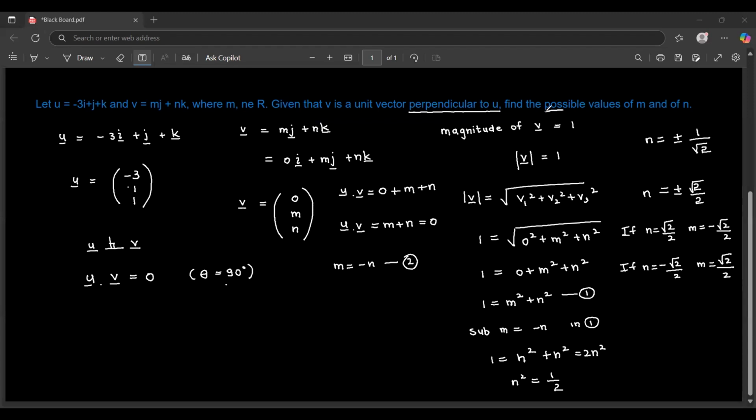And what is the question? Find the possible values of m and of n. And that's how you have to do this question. Simple one. Just apply what you know, and yeah, you will be done in no time.